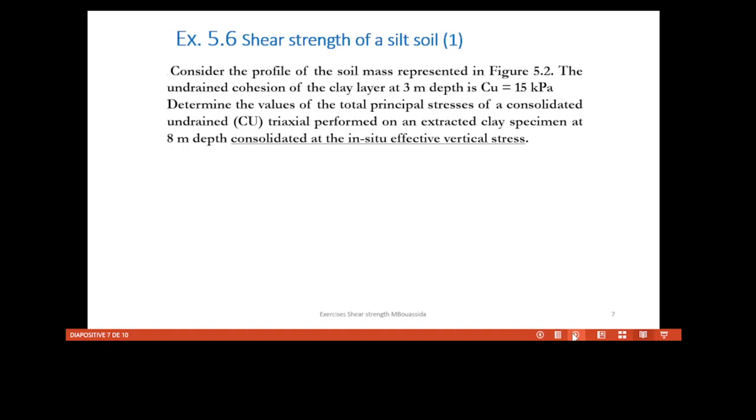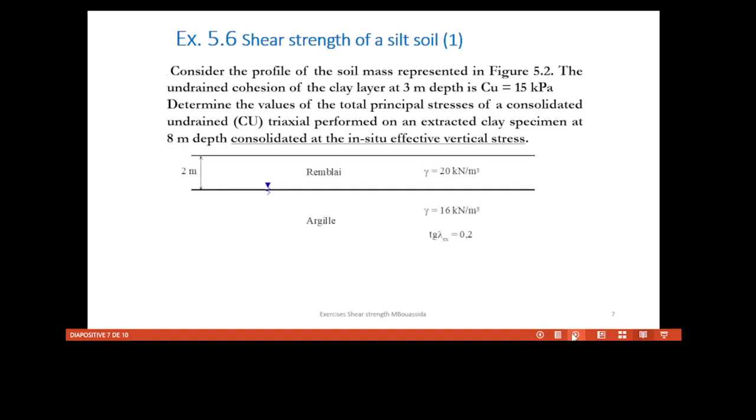So now the third exercise. Let us consider the profile of the soil mass represented in this figure, and we can see that we have a fill layer of 2 meter thickness and then a clay layer with high thickness, and we know that the undrained cohesion of the clay layer at 3 meter, that means 1 meter below the groundwater table level here, is Cu 15 kilopascals.